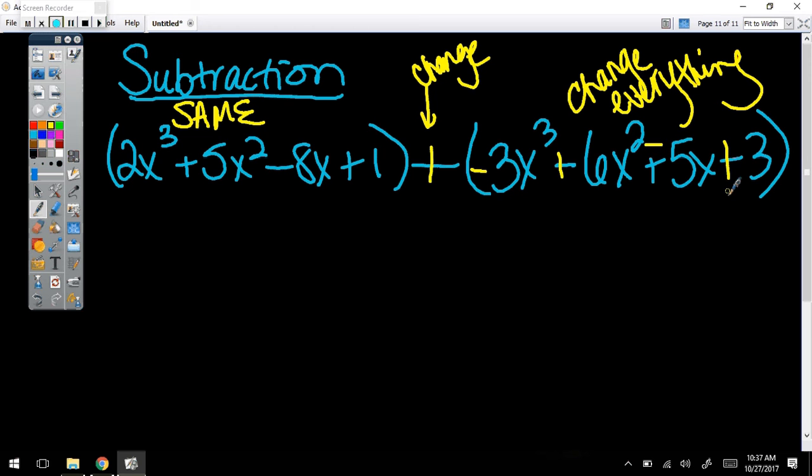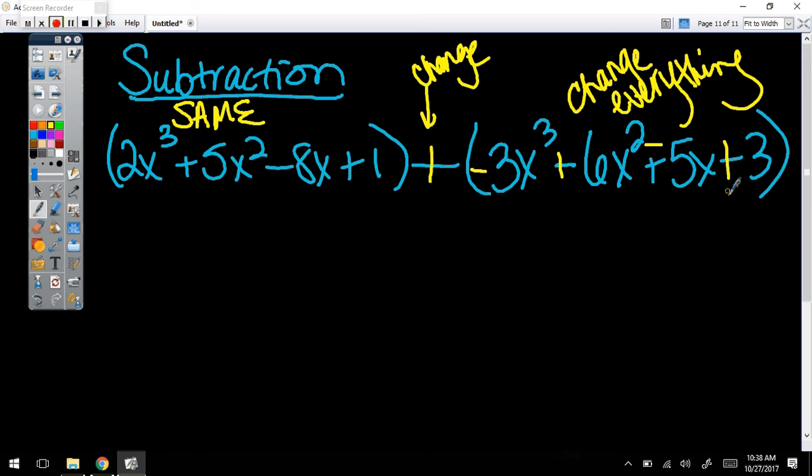If you can see it in your head, you don't have to do that. What you have to think though is this is going to be 2x cubed minus 3x cubed. And it's going to be 5x squared minus negative 6x squared. So if you change the signs, sometimes it's a little easier to see, so then it's an addition problem, but you don't have to.